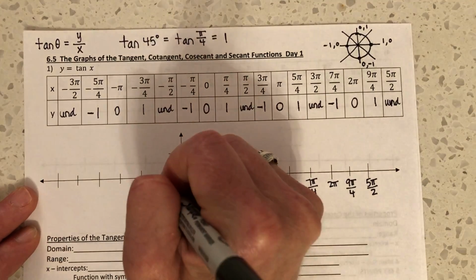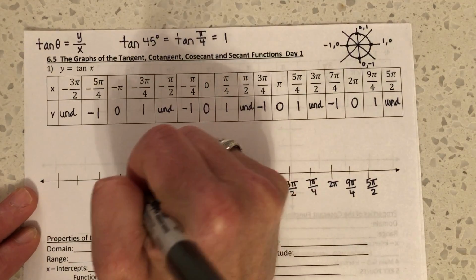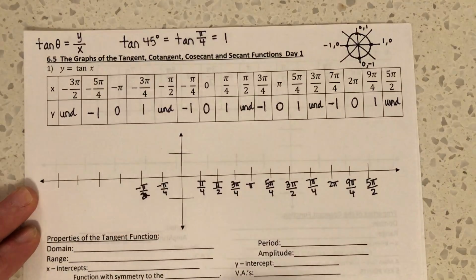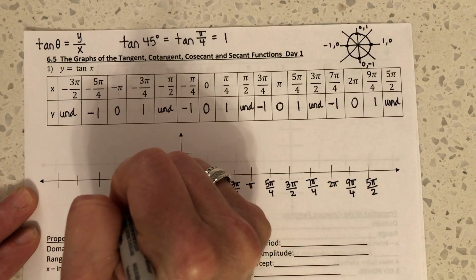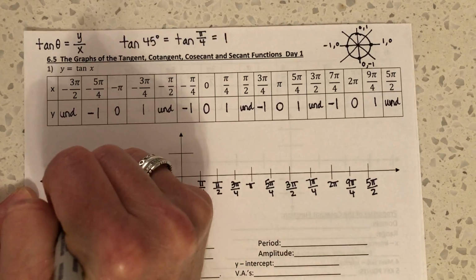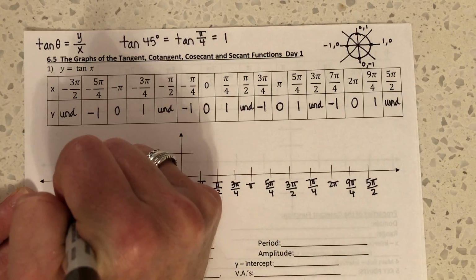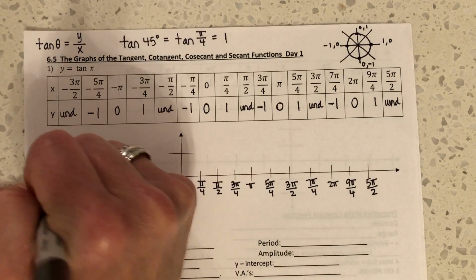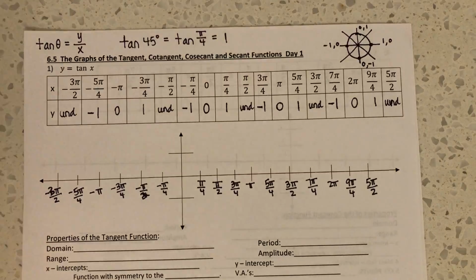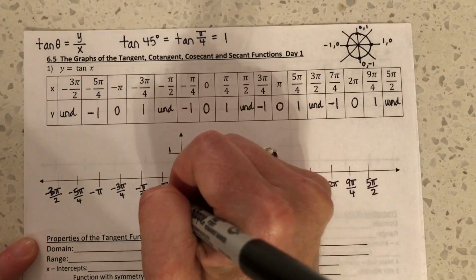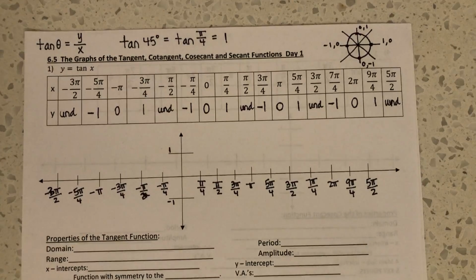That's going to be negative 1 pi over 4, negative 2 pi over 4, which is negative pi over 2, negative 3 pi over 4, negative 4 pi over 4, negative 5 pi over 4, and then negative 6 pi over 4, which is negative 3 pi over 2 when you reduce it. Okay, perfect. I have my 1 and my negative 1 marked. Okay, let's plot our points. Ready? Let's see what this graph is going to look like.